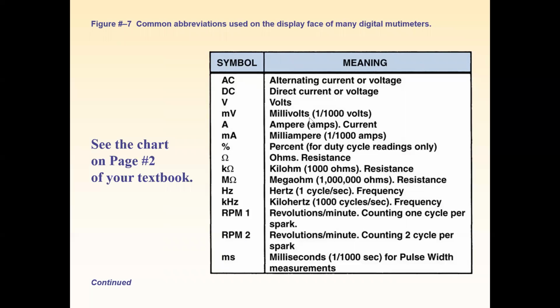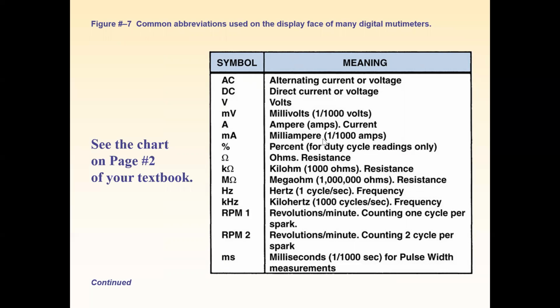So here we can see the terminology. The AC symbol stands for alternating current or voltage. DC is direct current or voltage. Capital V is for volts. mV is for millivolts, and it is around 1/1000 of a volt. Ammeter is for amperes, that is, the current.